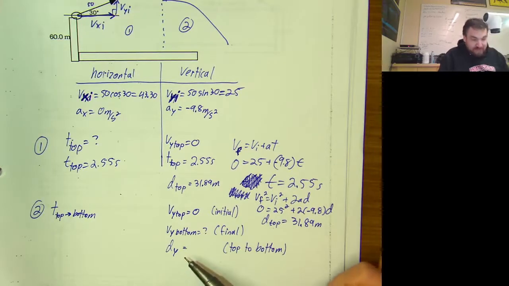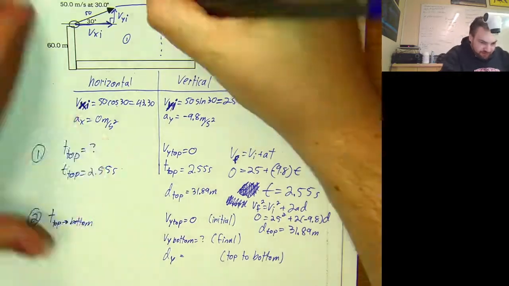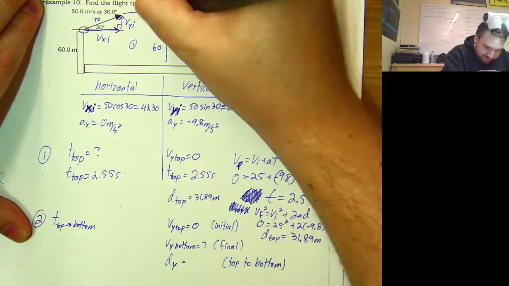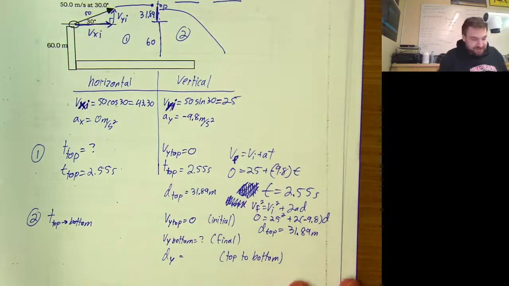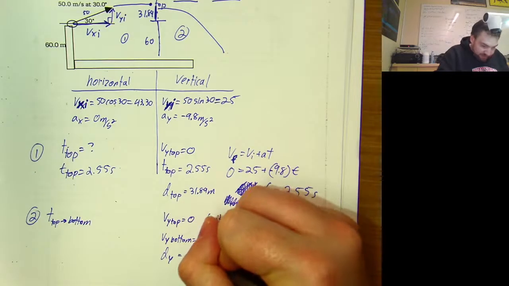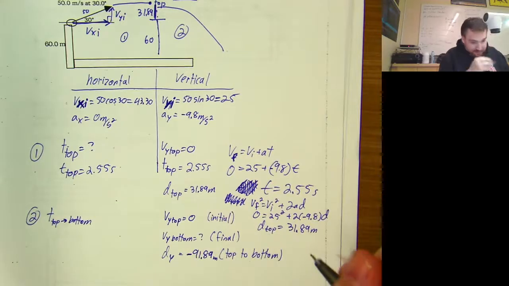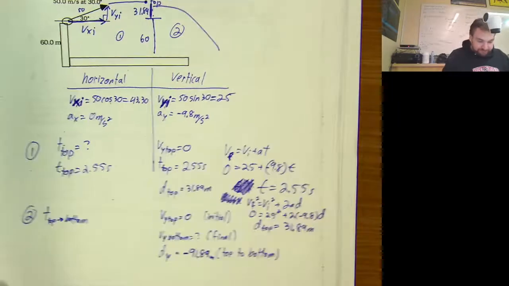So then our dy for section 2 is going to be this height of 60 plus this height here of 31.89. That gives a dy of negative 91.89 meters. It's negative because this thing's falling from the top down to the bottom. We're ignoring what happened at the beginning. We're just going top to bottom.